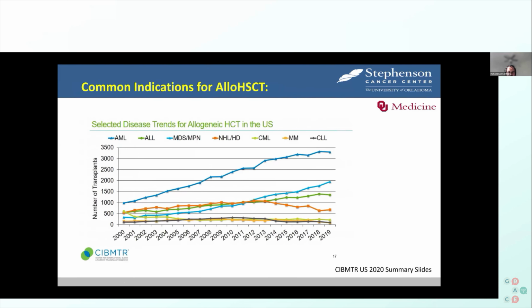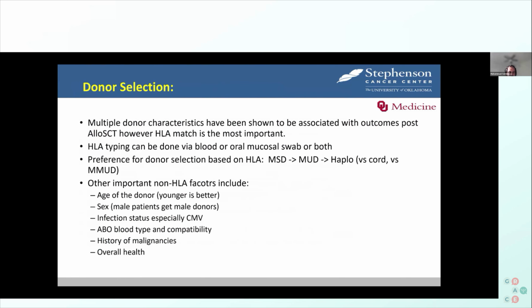Kind of went over the indications. AML and MDS, MPN are the major indications for allotransplant. Donor selection. Few things about donor selection. Sibling donor is still better than unrelated donor, and unrelated donor and haplo donor are kind of equivalent, especially with the new things that came in the transplant world.